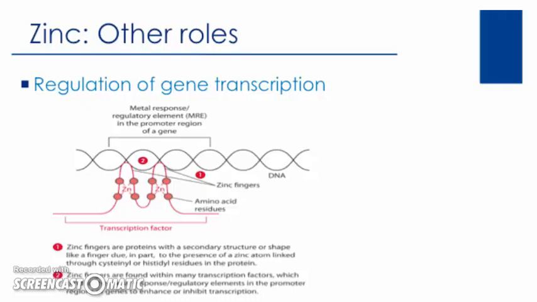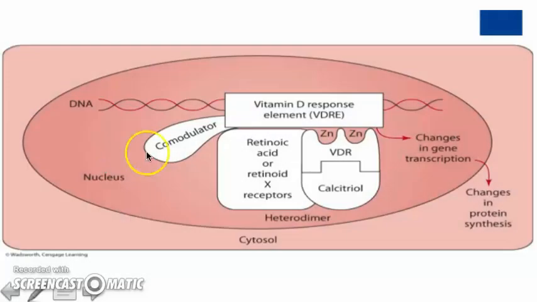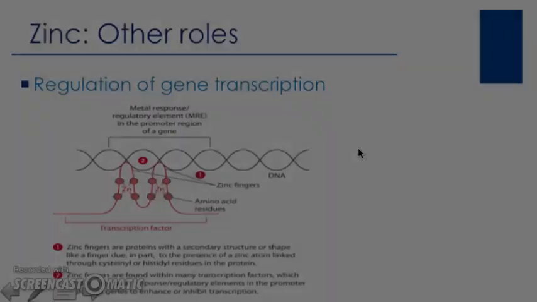So we see here these zinc fingers bind to the response element in the promoter regions of genes to increase or inhibit transcription. So you can see this interaction here, binding to the response element and then affecting the process of transcription. And we have seen this previously with vitamin D. So we have the vitamin D response element, so it's interacting with the response element here, and the vitamin D receptor, thus playing a role in the transcription process.